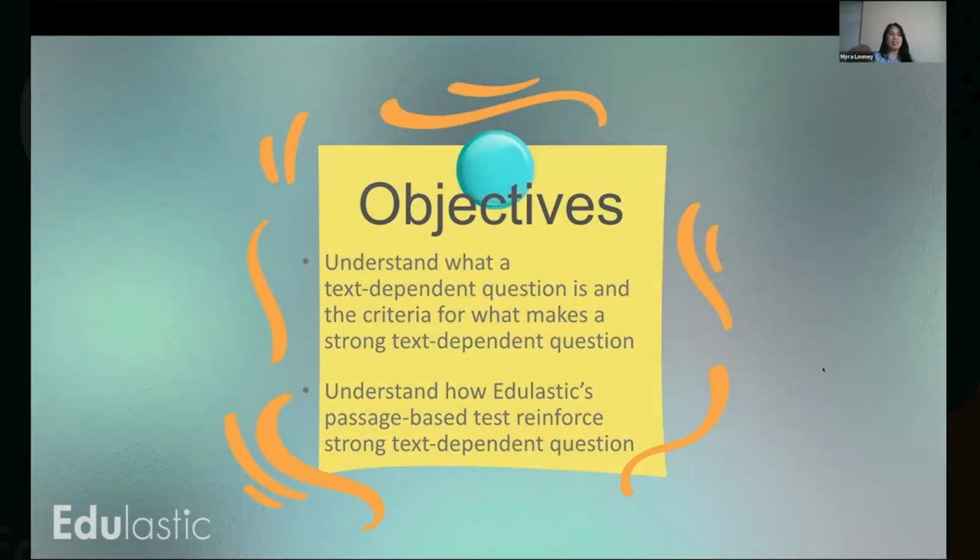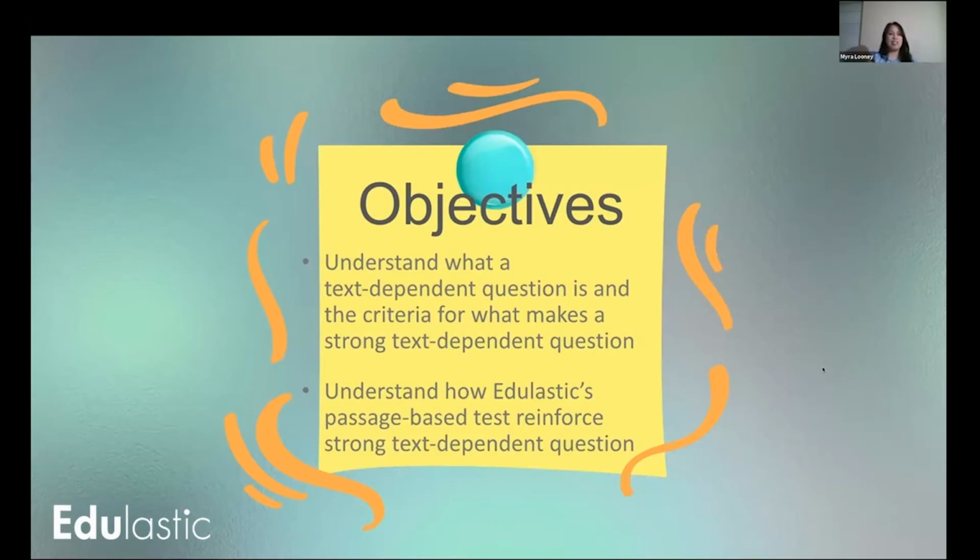Today I want us to understand what a text-dependent question is and the criteria for what makes a strong text-dependent question. And then we're also going to understand how Edulastic's passage-based tests reinforce strong text-dependent questions. Just like in Common Core testing at the end of the school year, our students will be taking a lot of passage-based tests. So we're going to discuss this one. Next slide, please.